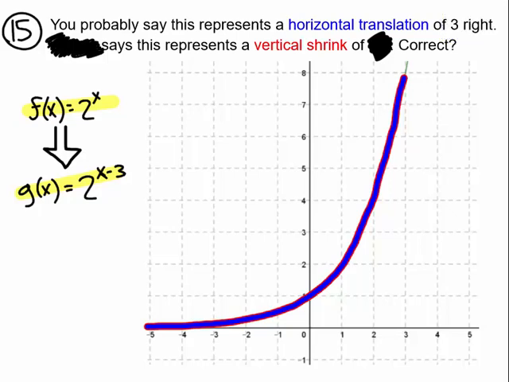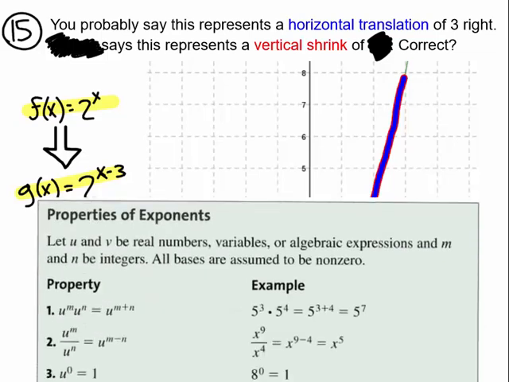But I had a student some years ago, I won't reveal her name here, who said that it represents some sort of vertical shrink. And it turned out she was correct. Now, I'm not sure why she chose to go that route, which was the less obvious route, but here's the case for that. It really comes down to our properties of exponents.